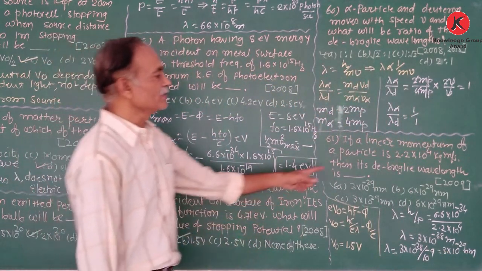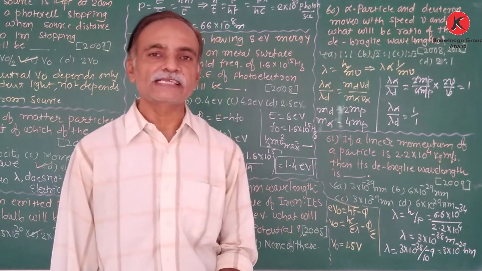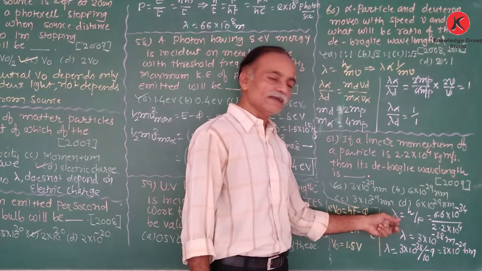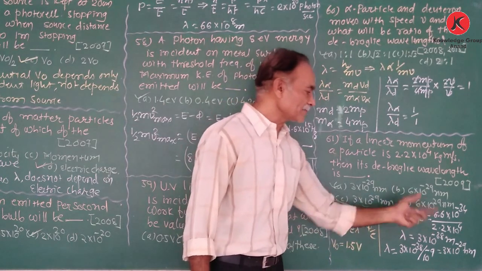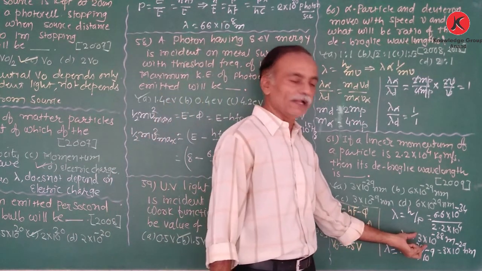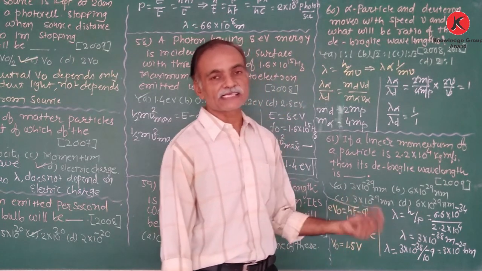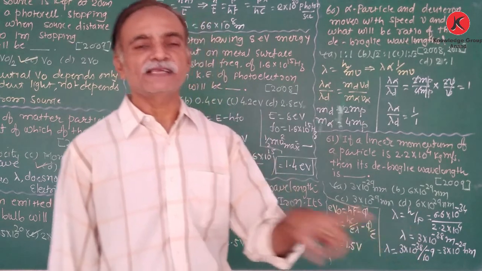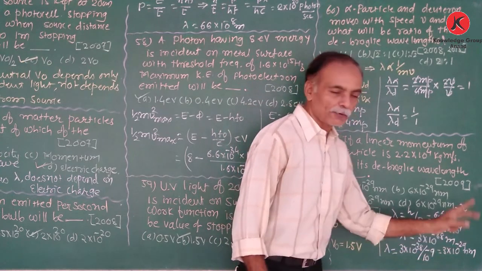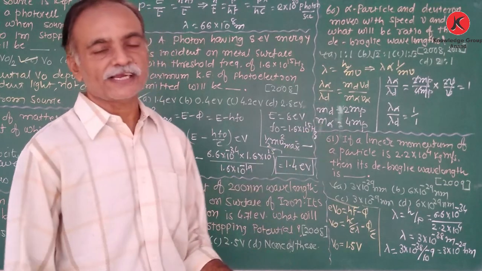Again, a very easy numerical. If the linear momentum of a particle is 2.2 into 10 raised to 4 kg meter per second, then what is its de Broglie wavelength? The equation is lambda is equal to h upon p. If we substitute the value of h and p, we obtain the wavelength lambda is equal to 3 into 10 raised to minus 38 meter. But the answer is given in nanometer. We have to convert this meter into nanometer, therefore divide by 10 raised to minus 9. Therefore, the answer is 3 into 10 raised to minus 29 nanometer. So, our option A is right.